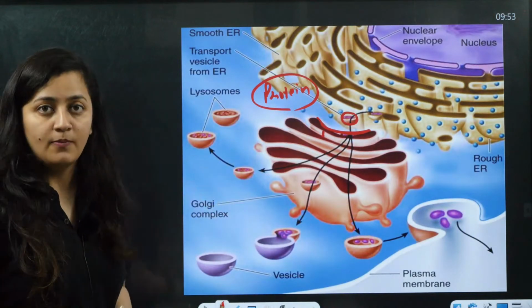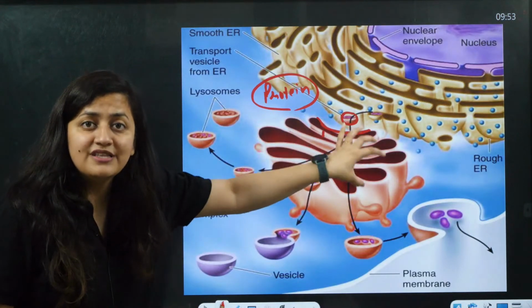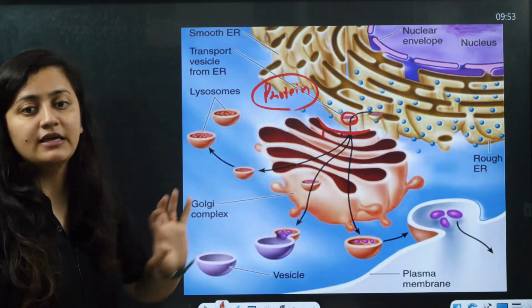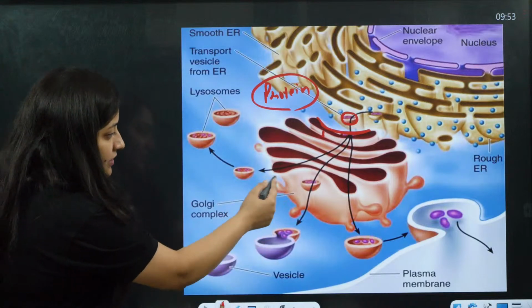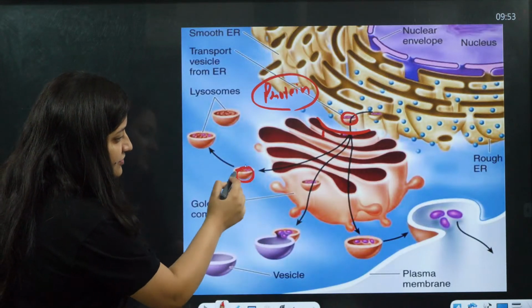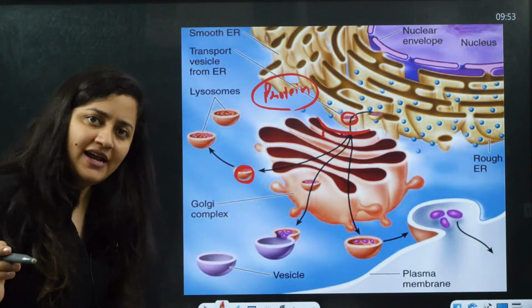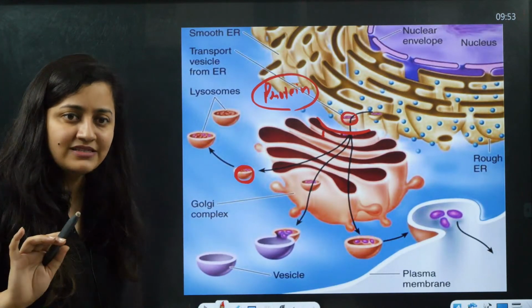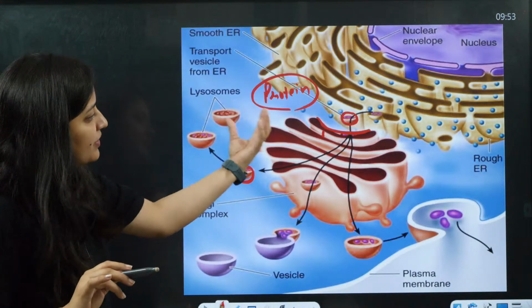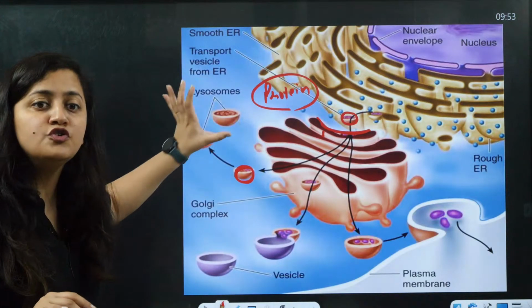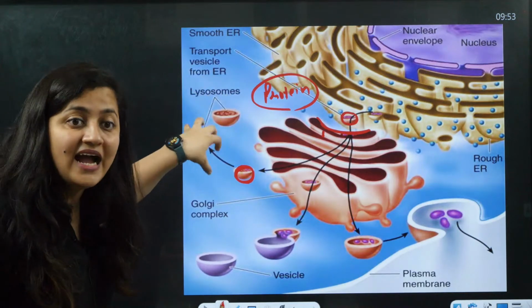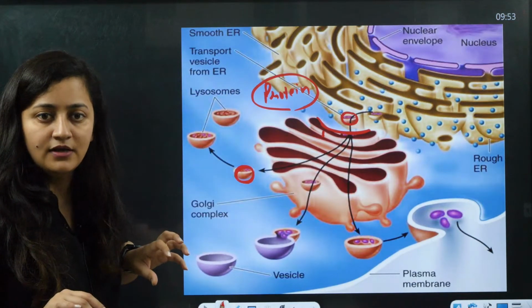So glycolipids and glycoproteins will be formed and modified here in the Golgi apparatus. And again, some secretory vesicles will be released from the Golgi apparatus after all those changes. So they will go to their designated place, their destined place. And lysosomes are also made by this Golgi apparatus. The composition of lysosome, that is hydrolytic enzyme, is also made by it.